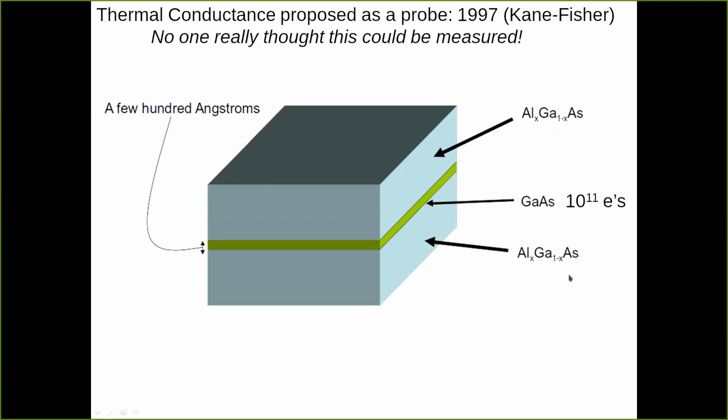Anyway, in 1997, Charlie Kane, before he started thinking about topological insulators, was thinking about quantum Hall edges, and they proposed that experimentalists should go out and try to measure the thermal conductance of the edges. And no one really thought that it could be done. The experimentalists basically said this is impossible to do.